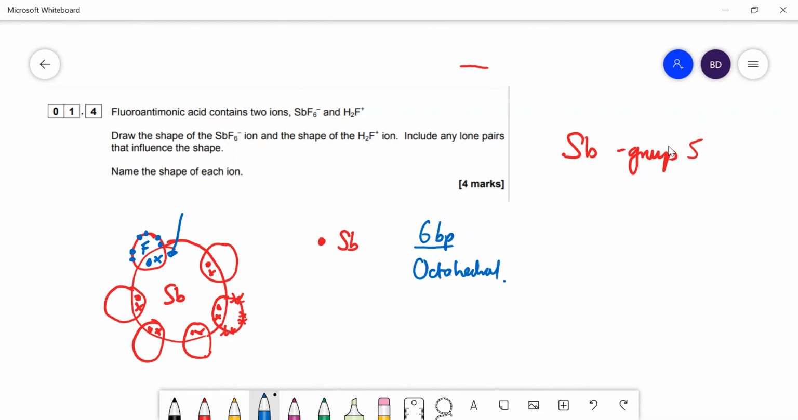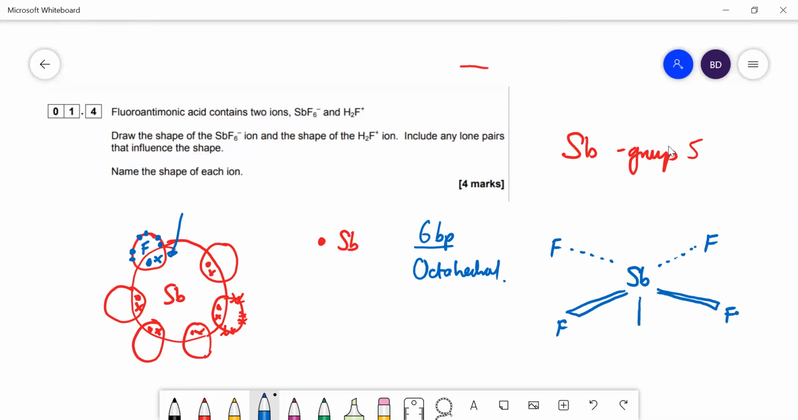And we have to show a diagram for it. Now, I'll draw it properly. So we've got Sb. Now we've got 4 in the same plane, 2 going backwards and 2 coming out of the paper towards you. They're in the sort of square plane a bit.